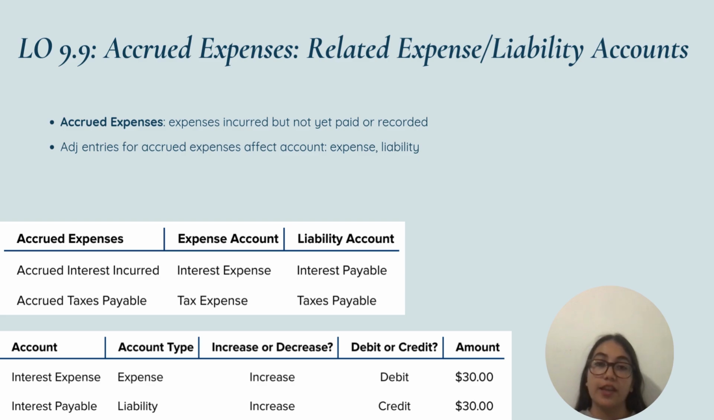With this, an adjusting entry to show accrued interest incurred is as follows. Interest expense would increase our debit by $30, and interest payable would increase our credits by the same amount of $30.